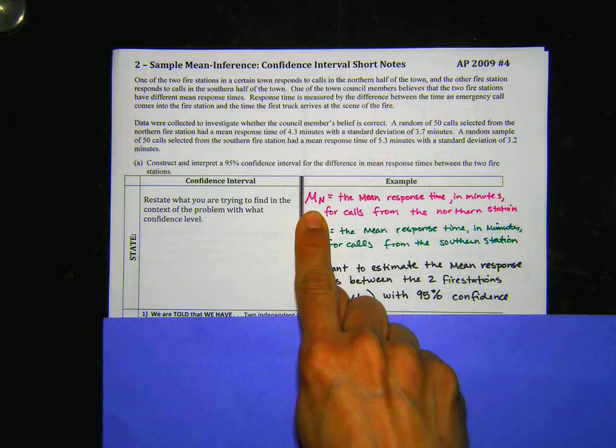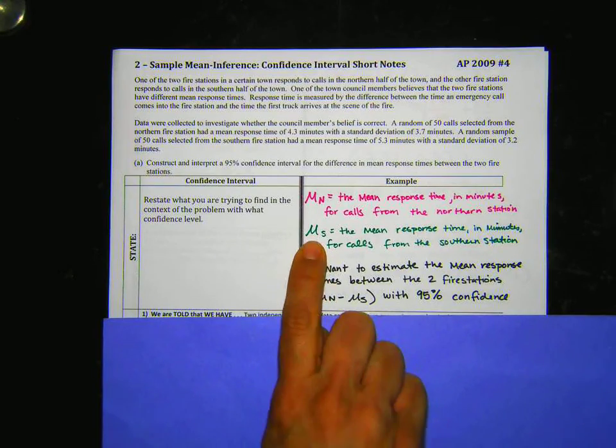When you state, you need to define your variables. We're looking at the mean response time. So that's the mean response time in minutes for the northern station. I'm comparing that to the mean response time from the southern station. Okay, so we want to estimate the mean response times between the two fire stations. The thing I put here is the mean from the north minus the mean of the south. That shows how I'm going to subtract these, and we're going to do this with 95% confidence.